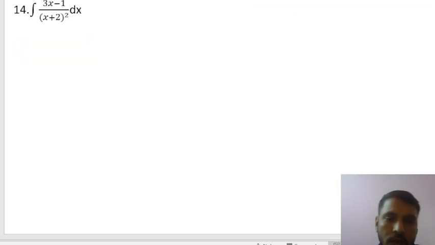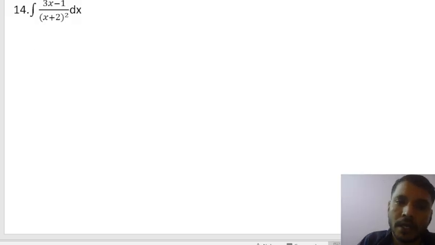In question 14, we are given 3x minus 1 divided by x plus 2 whole square. Since it is x plus 2 whole square, we can apply the partial fraction here directly. We don't have any confusion with that. We will simplify this first, so I am going to apply the partial fraction directly on the integrand.